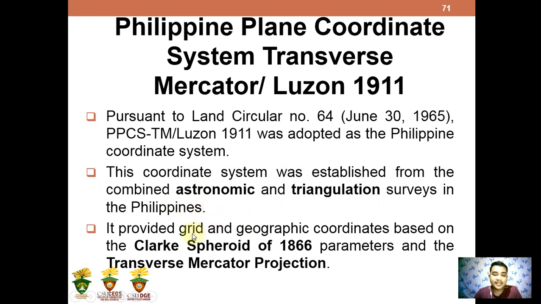So pag-establish ani nga mga control points ani nga system is through astronomic observation or kanang gitawag natong stellar and solar observations and triangulation surveys in the Philippines. It provided grid and geographic coordinates based on the Clark spheroid of 1866, or Clark ellipsoid na gi-adapt sa Philippines, which is Clark 1866 parameters, and the projection nga transverse Mercator. So mauna siyang naay transverse Mercator sa iyang system na pangalan.